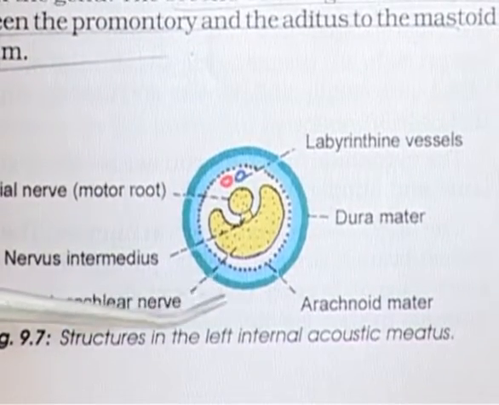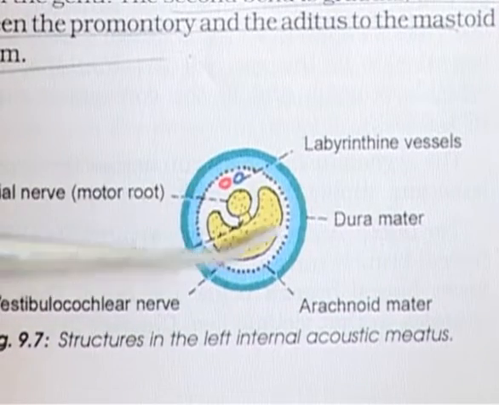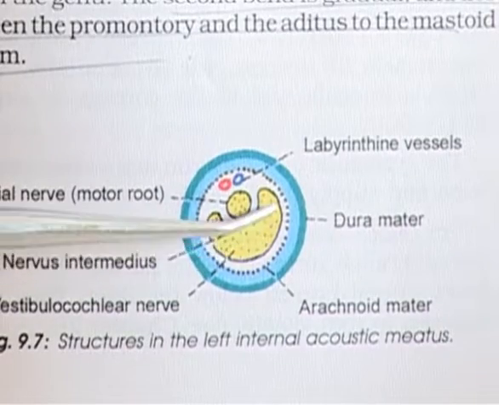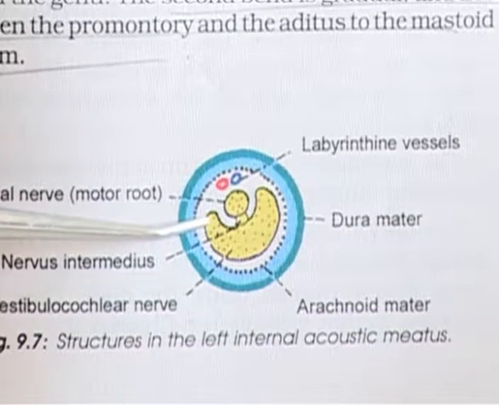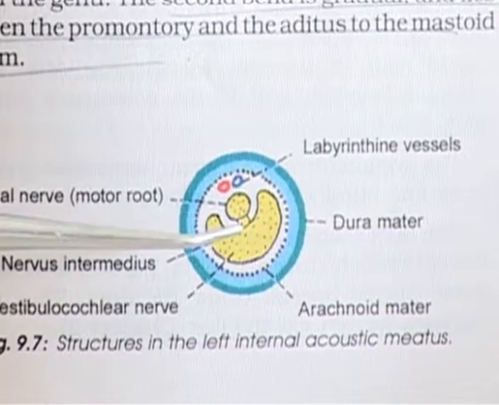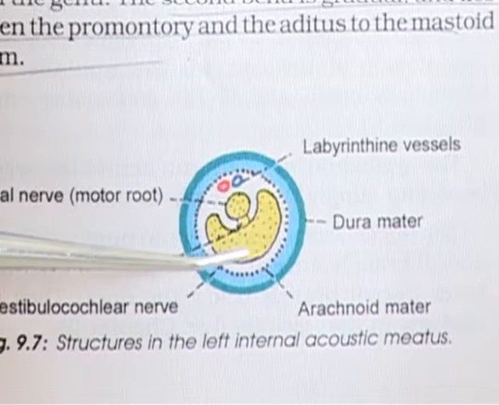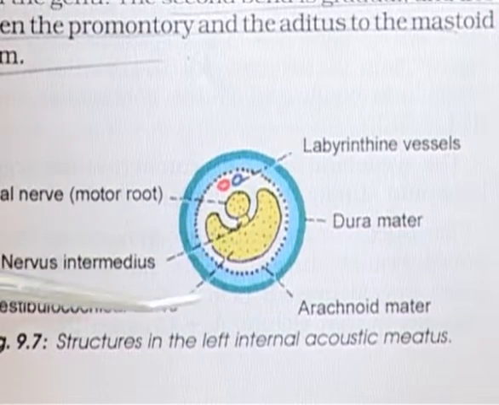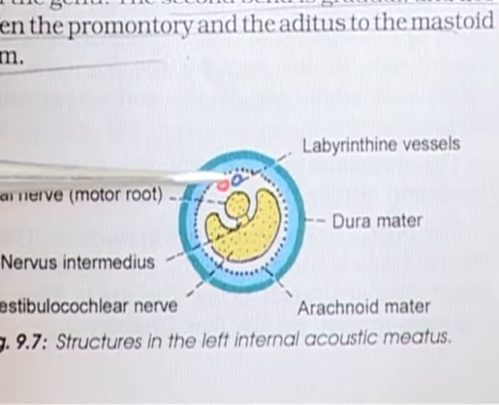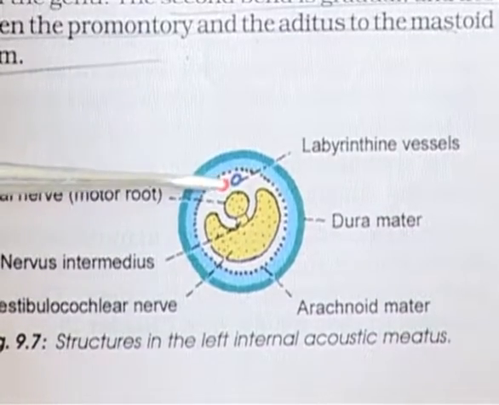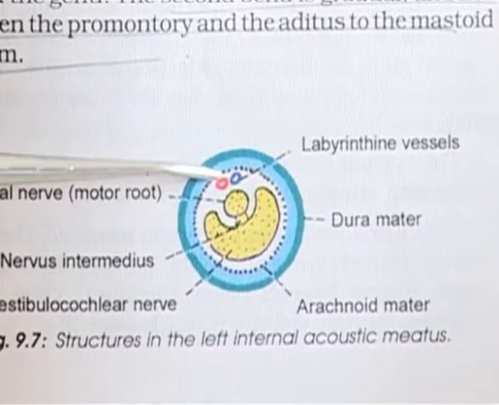The figure shows the structures lying in the internal acoustic meatus. The large one is the 8th nerve, or the vestibulocochlear nerve, and the 2 roots of the 7th nerve. The sensory root is interposed between the motor root of the 7th and the 8th nerve. And we have the labyrinthine vessels. The labyrinthine artery is a branch of the basilar artery and supplies the internal ear, and it is characterized by the important fact that it is an end artery.